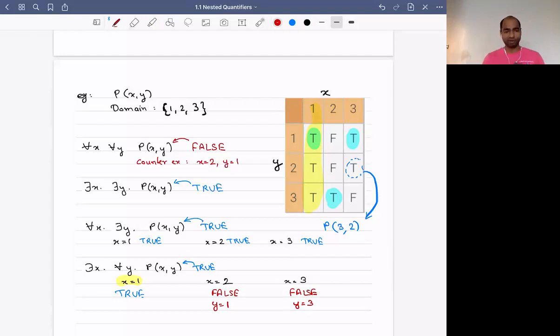Yeah, so nested quantifiers are hard, but that's okay. If you take your time and make sure, don't rush anything, follow all the definitions and the procedure carefully, you'll get it.